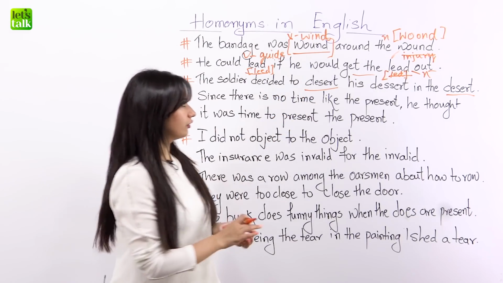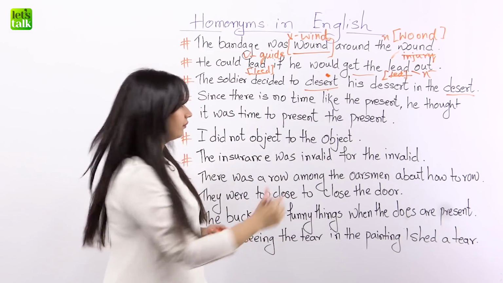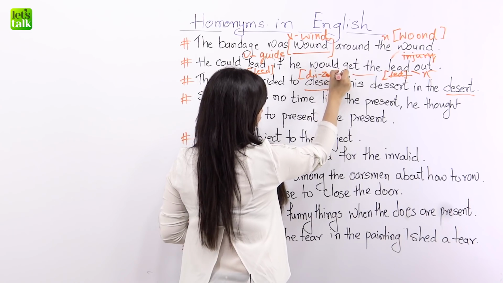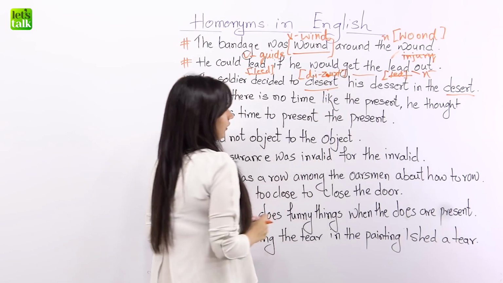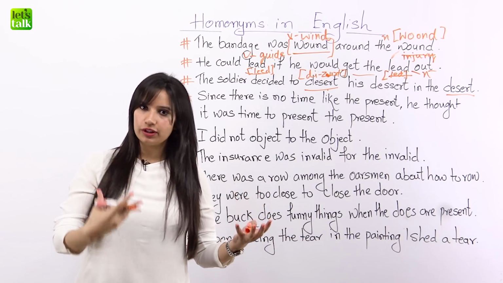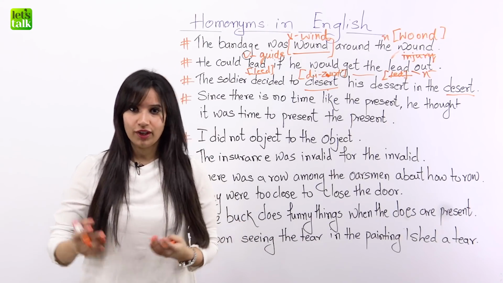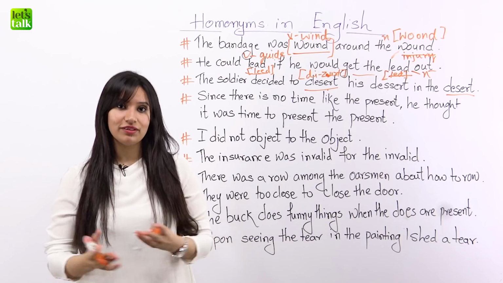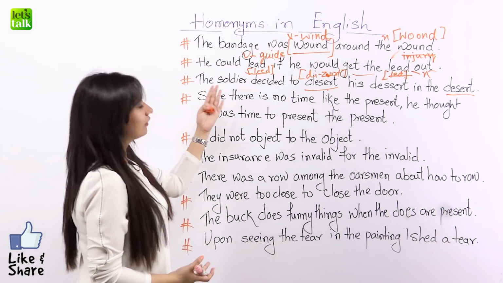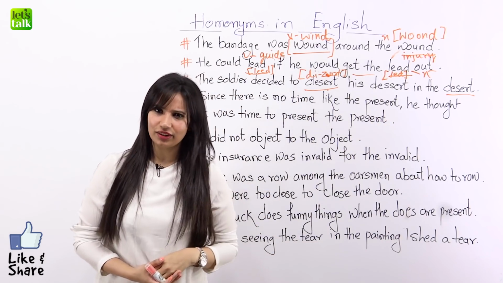The soldier decided to desert. We are stressing this word on the second syllable. We are pronouncing it as desert. Desert means to leave something. So when you have a duty to fulfill and you do not fulfill it, that's when you desert it. So if a husband leaves his wife, he's deserting her or abandoning her. It means the same as abandoning. The soldier decided to desert his dessert in the desert.